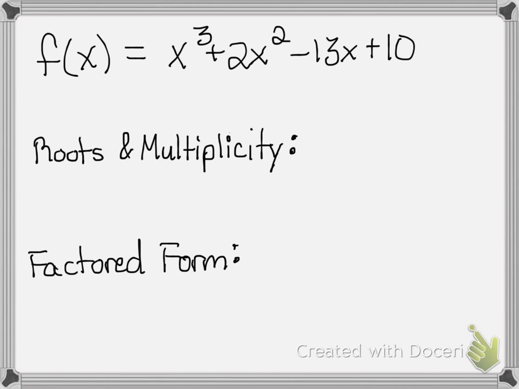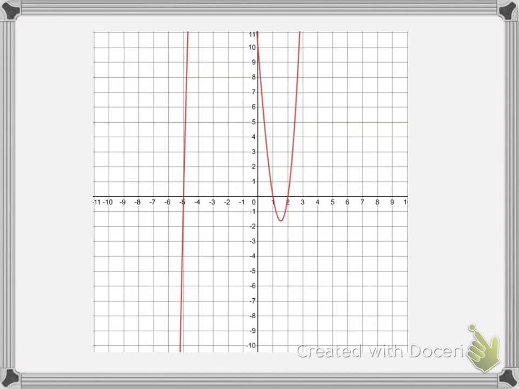Let's look at this first example. As you can see, I have the function x cubed plus 2x squared minus 13x plus 10. I'm going to go to DESMOS.com, click on the graphing calculator, type that function in. When you do that, it will give you this. So now I have to identify my roots. My first root right here is -5, so x equals -5. I also have x equals 1. I also have x equals 2.